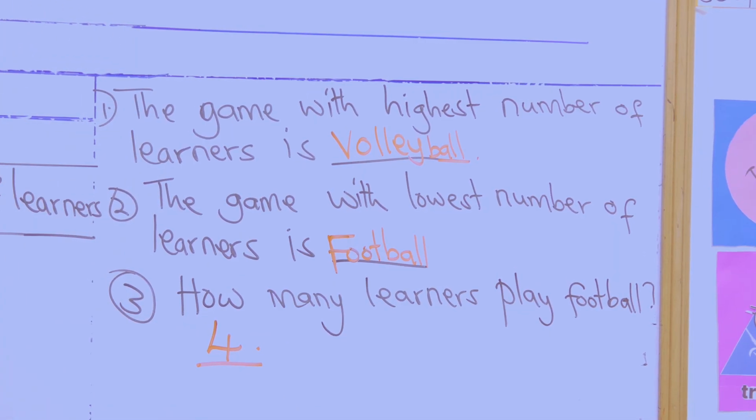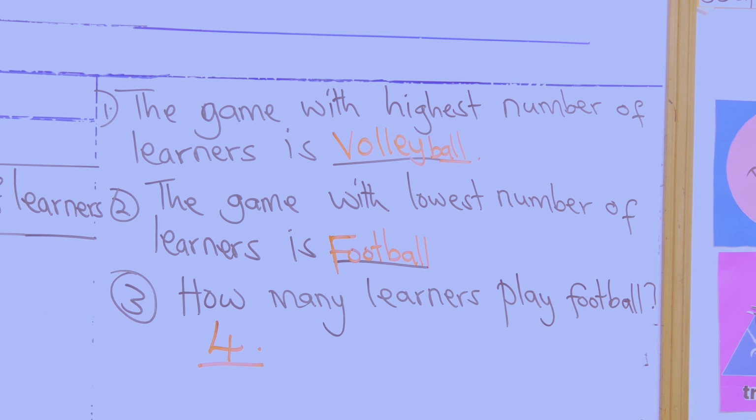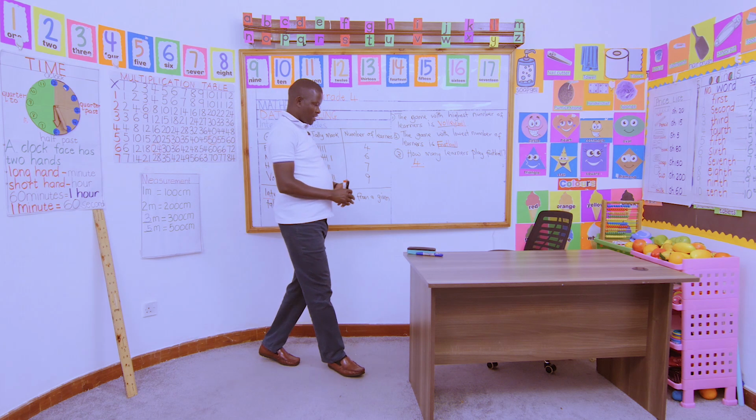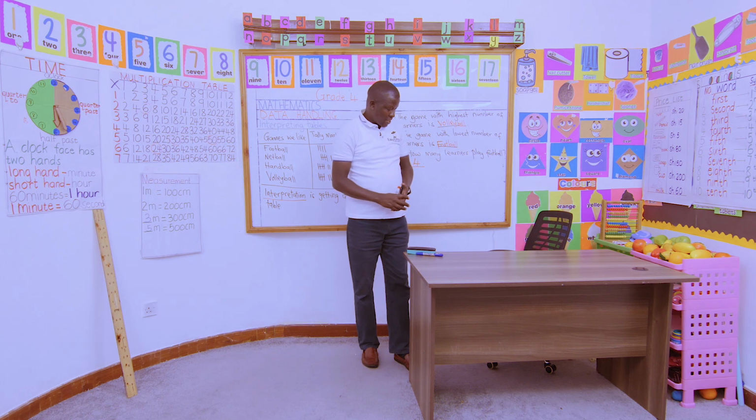You are trying to answer questions from the table. So you are interpreting the table. Now learners, this is how we interpret our table.